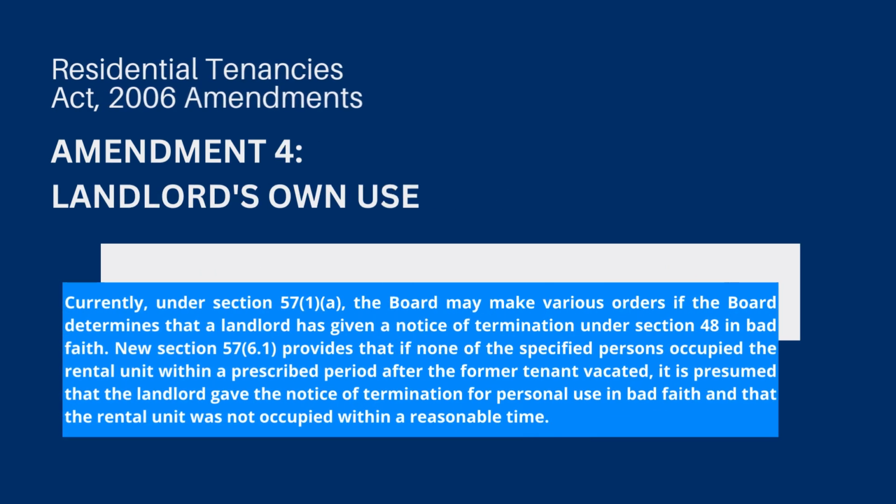Landlord's own use. Currently, under Section 57(1)(a), the board may make various orders if the board determines that a landlord has given a notice of termination under Section 48 in bad faith. New Section 57(6.1) provides that if none of the specified persons occupied the rental unit within a prescribed period after the former tenant vacated, it is presumed that the landlord gave the notice of termination for personal use in bad faith and that the rental unit was not occupied within a reasonable time.